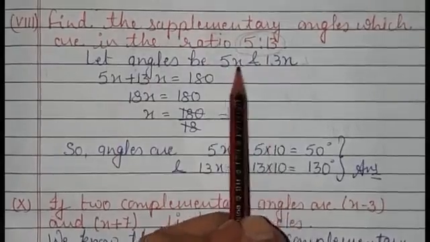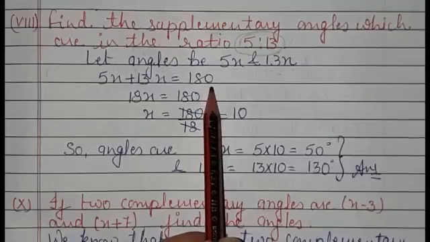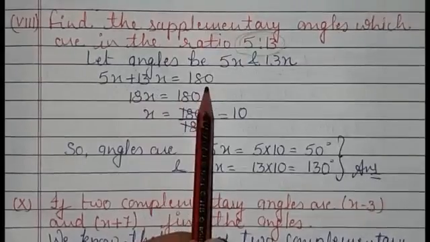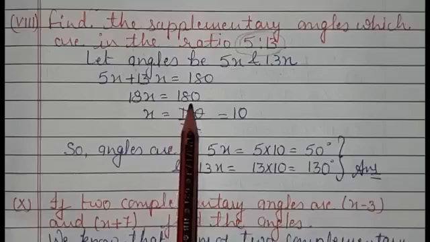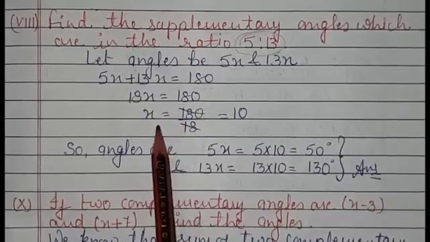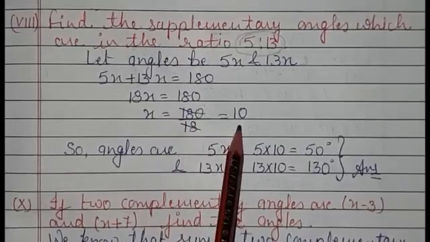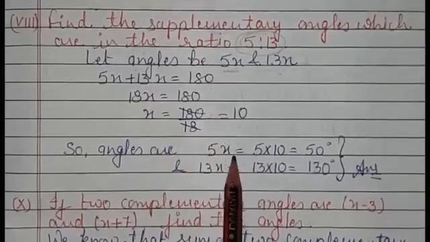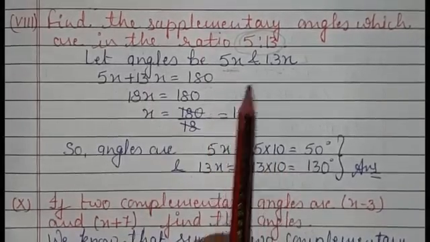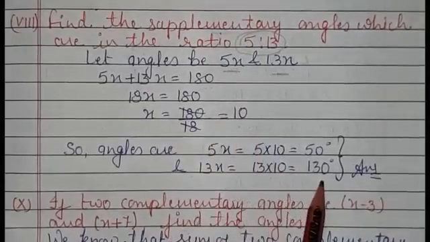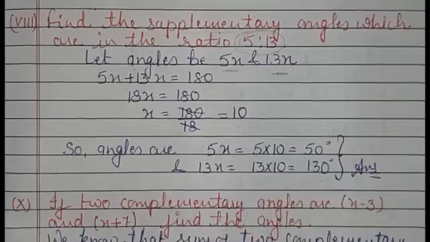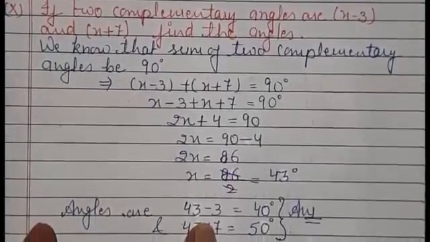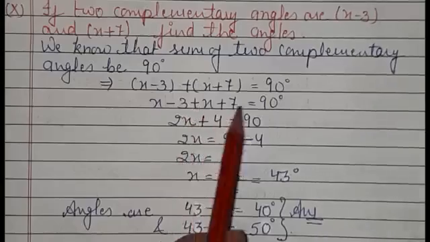So that means these angles sum will be equal to 180 degrees. Right? So 5x plus 13x is equal to 180 degrees. Add, 18x is equal to 180 degrees. When we calculate the value of x, it will come 10 degrees. So the angles are 5x, which means 5 into 10, 50 degrees, and 13x means 13 into 10, 130 degrees. Clear?